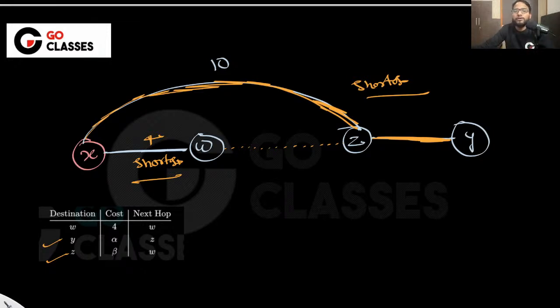See, the question is about the maximum possible value here. They're asking what the maximum could be, right? So the maximum this could be is 6, definitely. Why? Because if this is 6, then I'm not violating the condition that from X to Y, this is shortest. This is still shortest, right? This is still shortest.